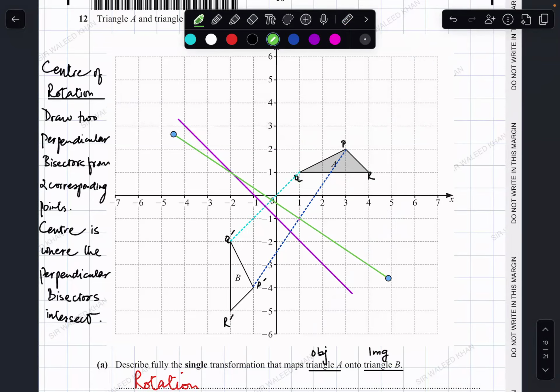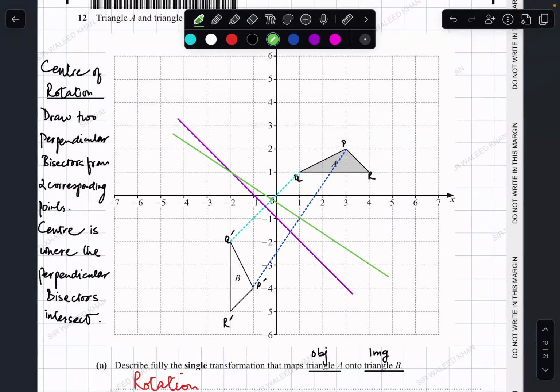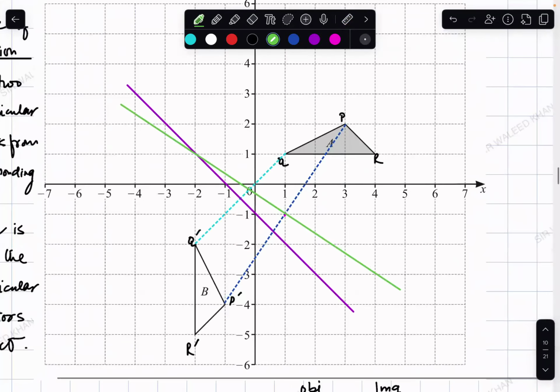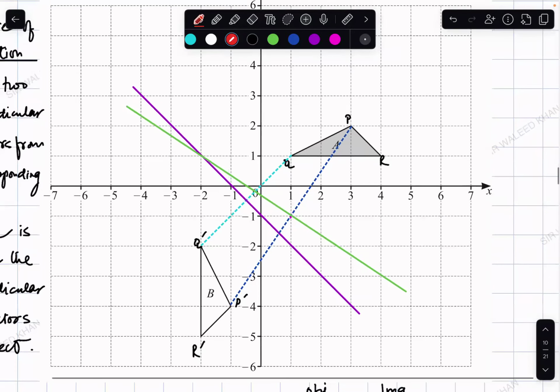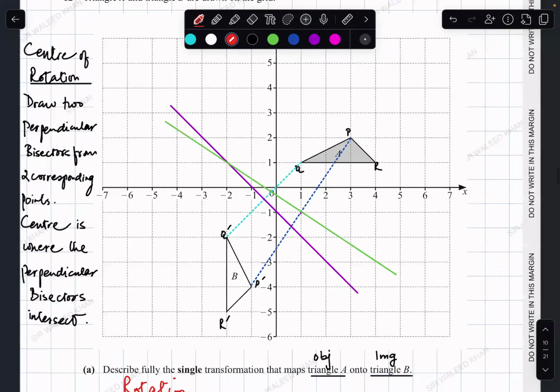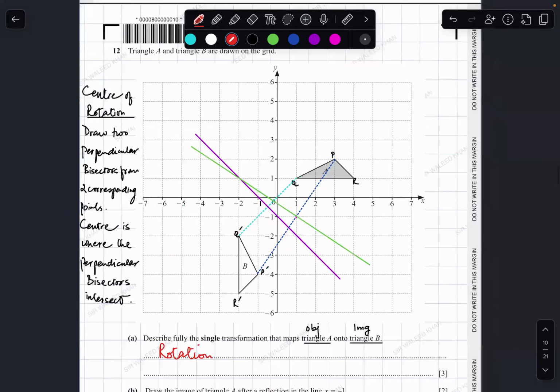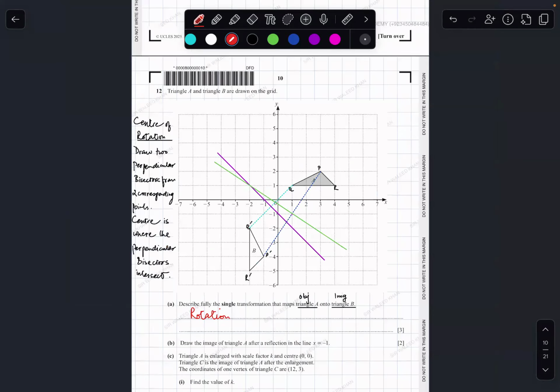Okay, perpendicular line. अब ये कौन से पॉइंट पे जाके इंटरसेक्ट कर रहे हैं? Where are the two perpendicular bisectors intersecting? And you have to tell me integer points. Decimals में नहीं. Tell me the integer points. What are the integer points where the two perpendicular bisectors are intersecting? Anur? Minus 2 and 1. Minus 2 and 1. That's your center. Got it?